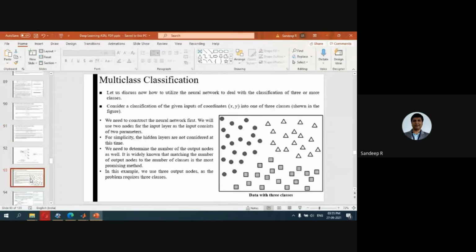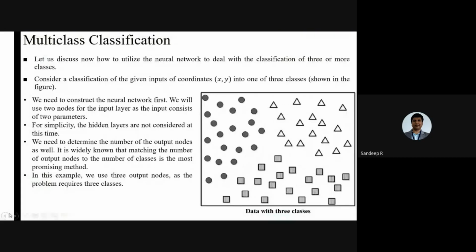Okay, let's go to the multi-class classification. Suppose I have 3 classes, say class A, class B, class C. I need to classify it. So it's now a multi-class problem. Given an input data, I should say whether it belongs to a circle, triangle, or a square.